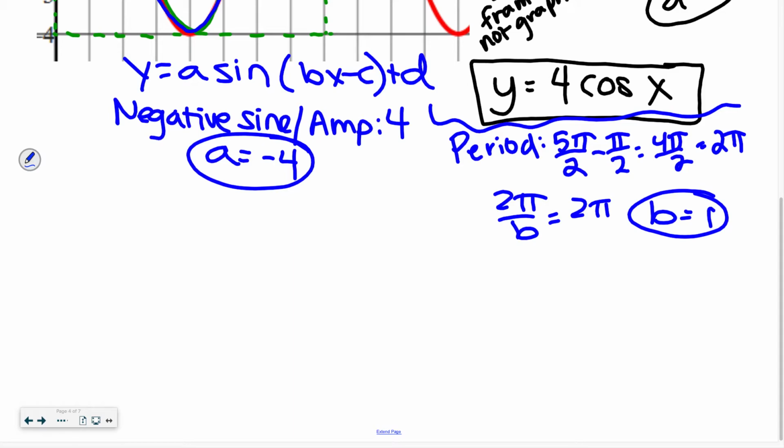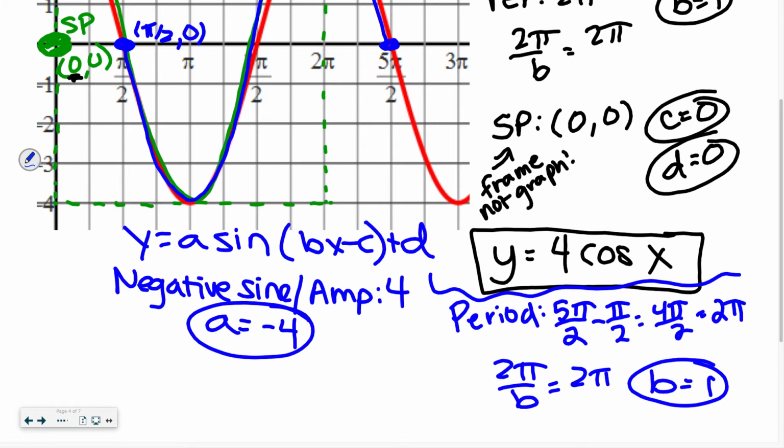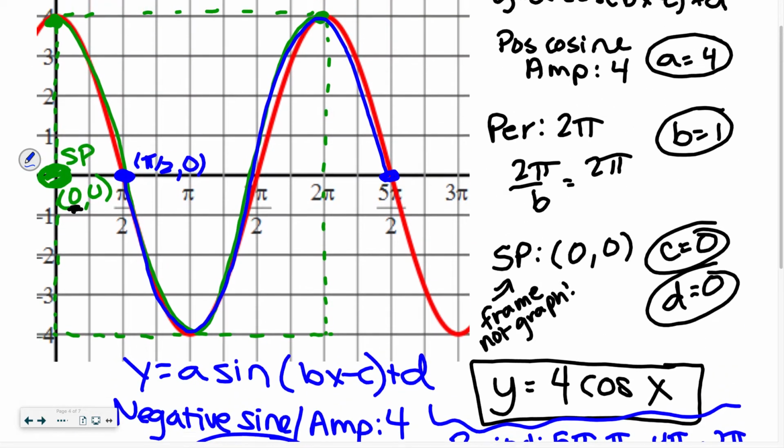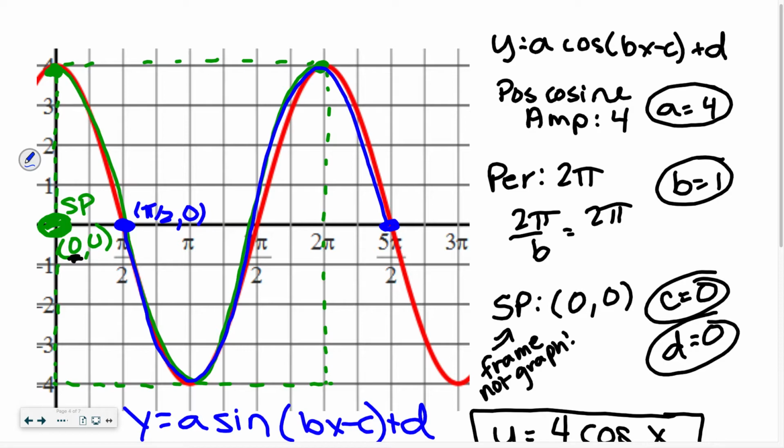Okay. And then let's talk about c over b comma d. If this is my frame for negative sine, what's my starting point?